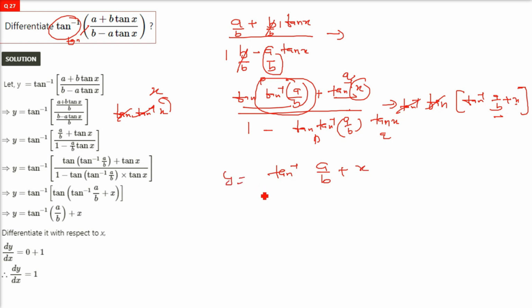Now you can just differentiate it, dy by dx. Tan inverse A by B, you don't have to worry about this because this is a constant. Constant differentiation is 0. Only differentiation of x is going to be 1. So dy by dx is 1 only.